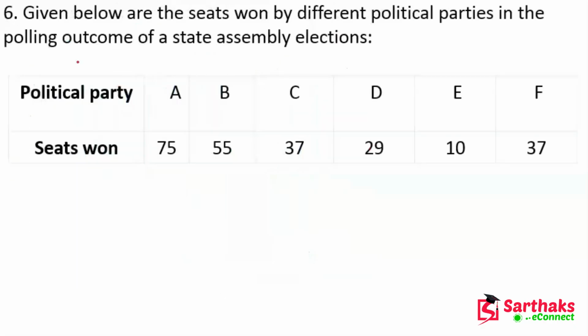So the next question is, given below are the seats won by different political parties in the polling outcome of a state assembly election. Here we have political parties A, B, C, D, E and F. Seats won by A is 75, by B is 55, by C is 37, by D is 29, by E is 10, and by F is 37. Now we have to represent this information on the bar graph.